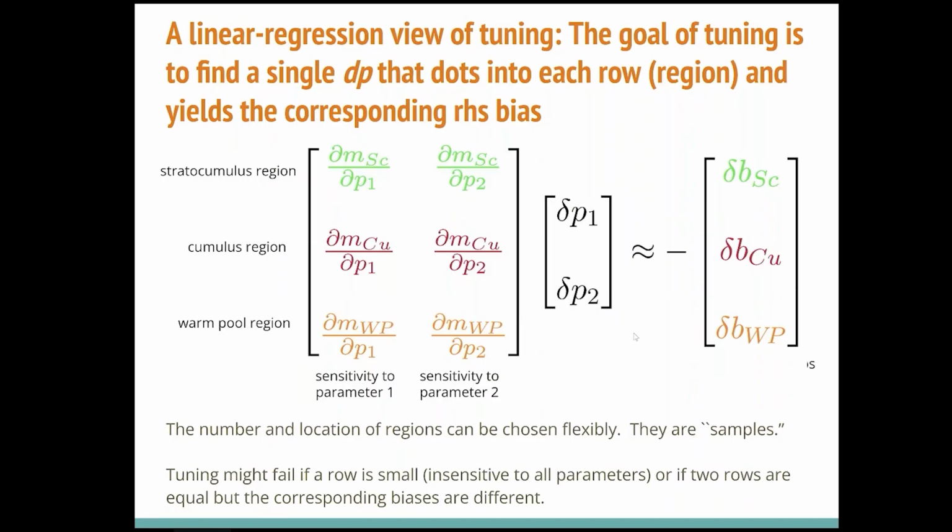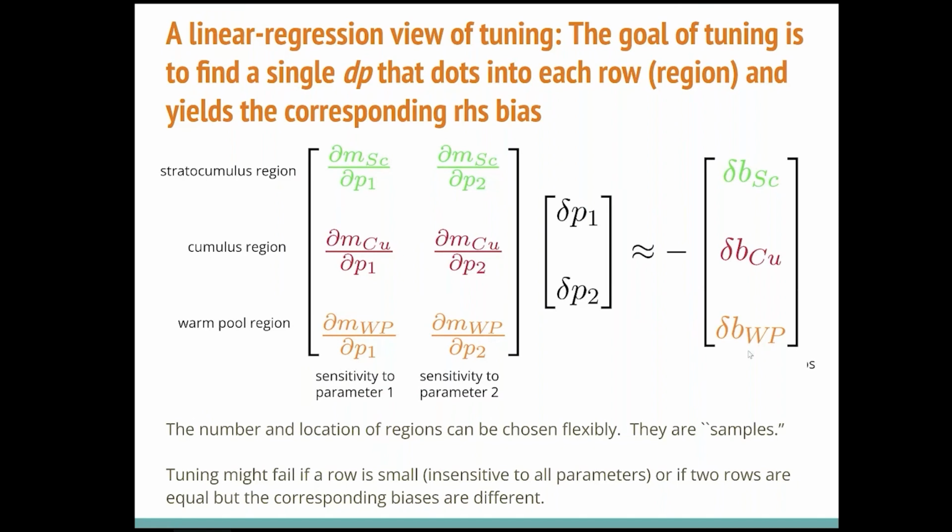And each region is given its own row in this matrix equation. The number and location of regions can be chosen flexibly. So if you've got ARM measurements at SGP, ENA, and then TWP, and a bunch of other sites, well, if you want to have a new ARM site, just add a new row. We have biases at each of those regions, which depend on the default model and the observations.